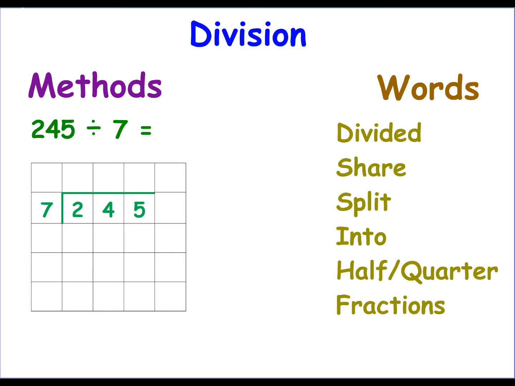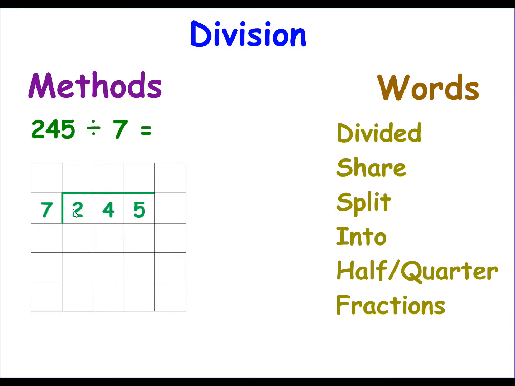So let's look at a couple of our more common methods to start with, and these are called the bus stop method. So there's the full bus stop method and the abbreviated version, and I'll show you both of them really quickly. The number being divided goes into the bus stop here, and this is our bus stop, and the number doing the dividing goes outside of the bus stop. All we then do is we work from this side along the queue that's inside the bus stop.